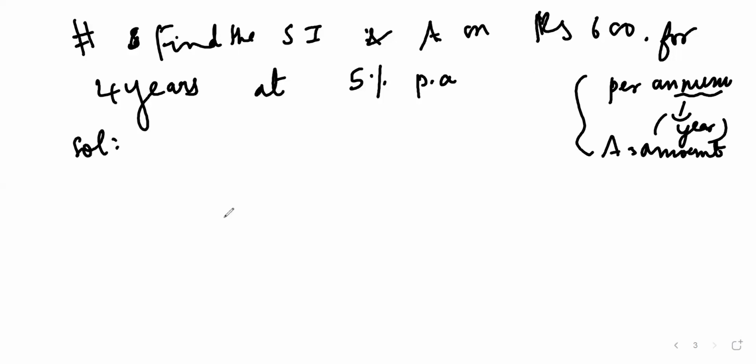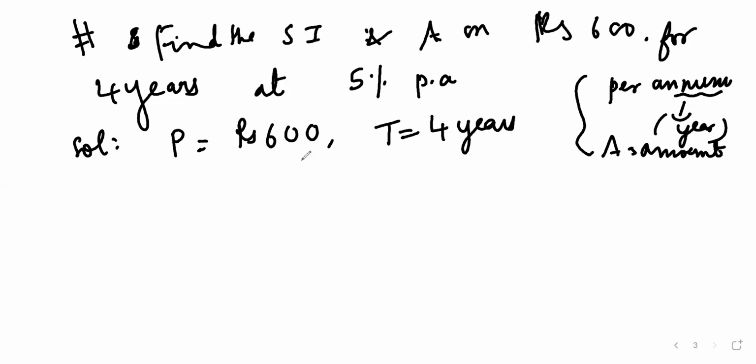So for the solution, you have to put in the data first. What all is given, you put it down. Principal is rupees 600. Time is 4 years. And rate of interest is 5% per annum.